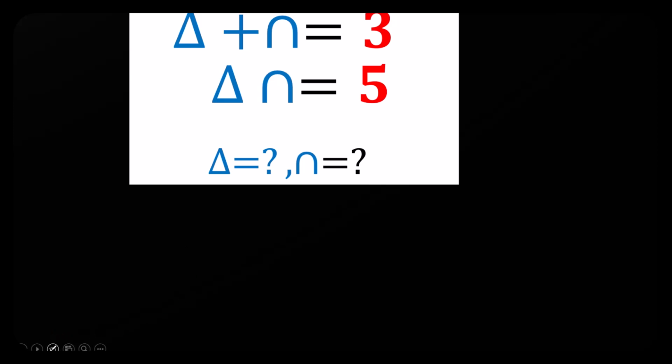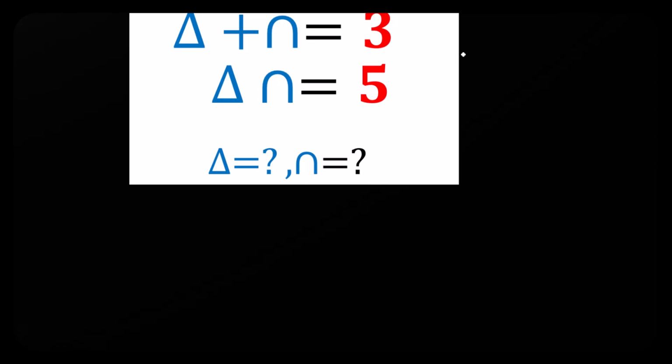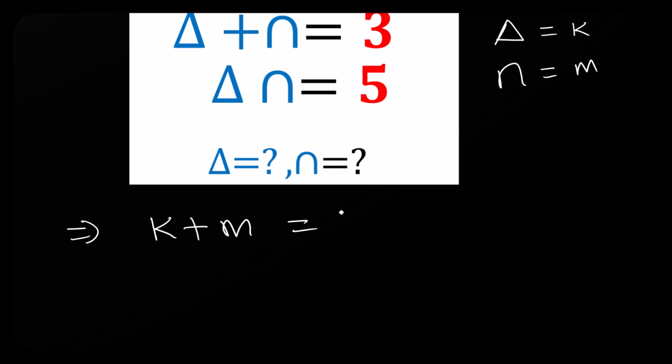Now let's solve for the operations here. Okay, so we have this operation and this. So let's call this one K, and let's call this one M. So it's the same as K plus M equals 3. So let's call it equation 1. And KM equals 5, equation 2.